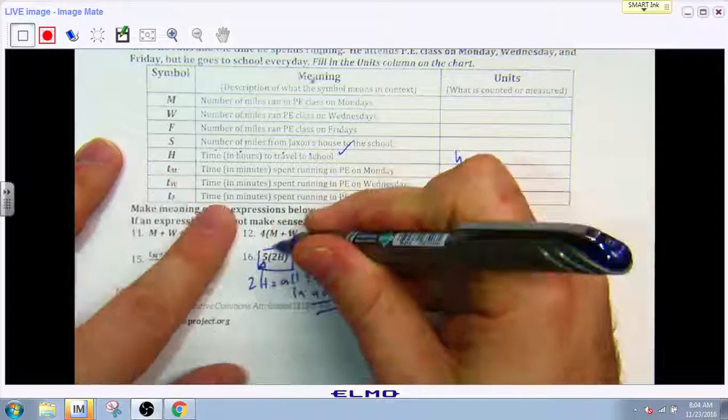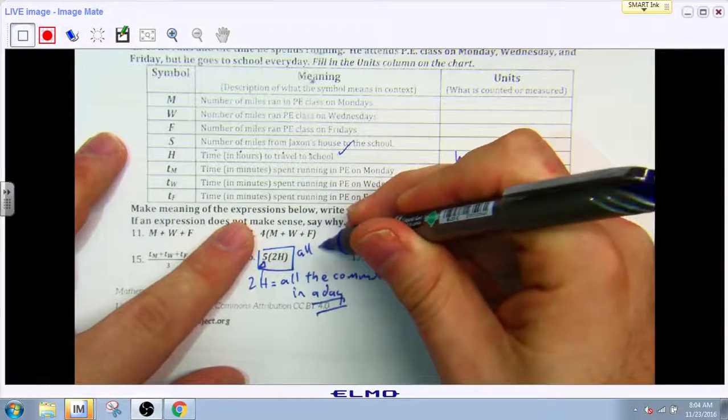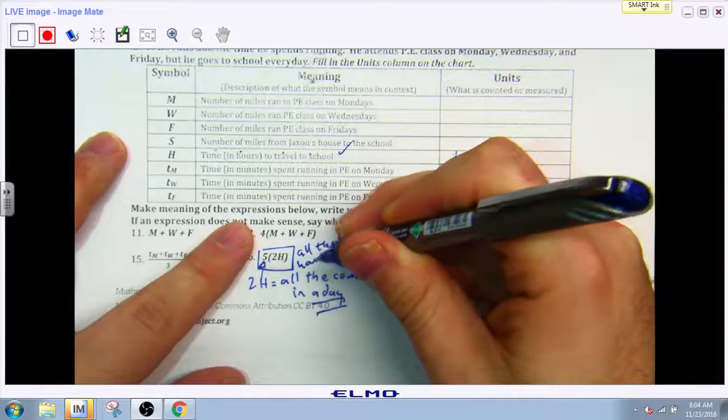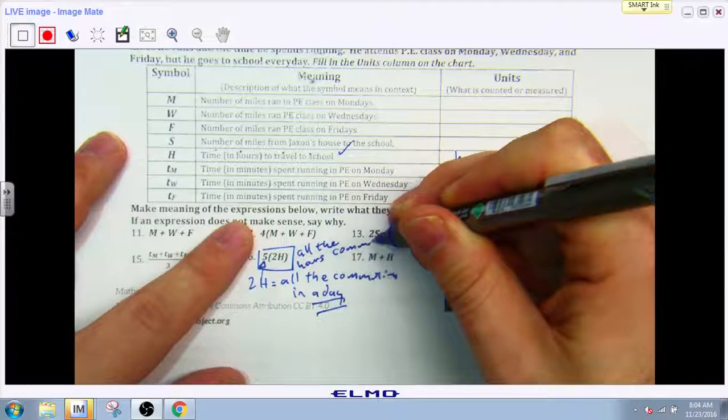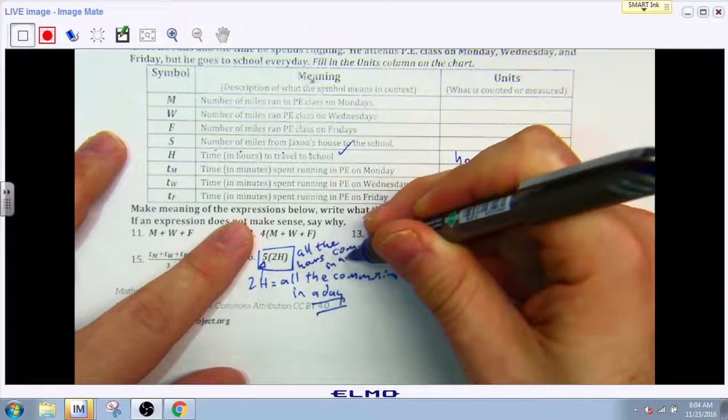So this whole expression, 5 times 2H, is all the hours commuting in a week. Okay, you can read that. I had to write really tiny.